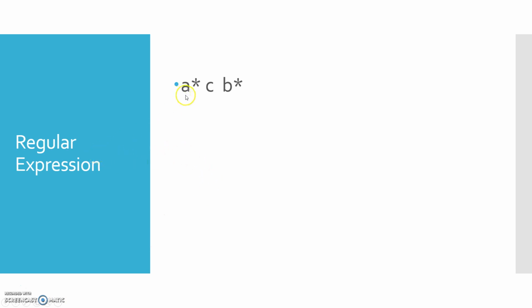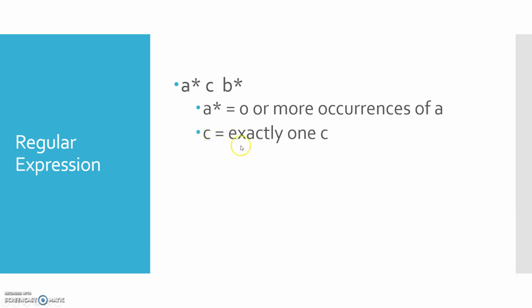So a regular expression, if we break it down into its components, it's a*, which is 0 or more occurrences of a; c, which is exactly one c; and b*, which is 0 or more occurrences of b. And the whole idea of a regular expression is that the language helps us search for patterns, and the state diagrams help us visualize that flow of sequences.